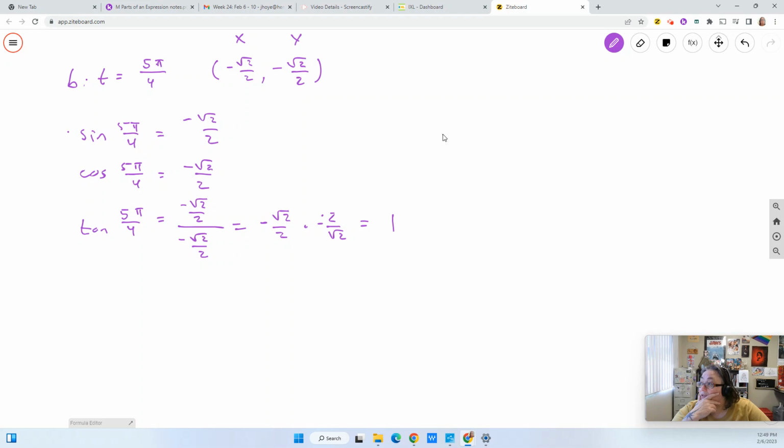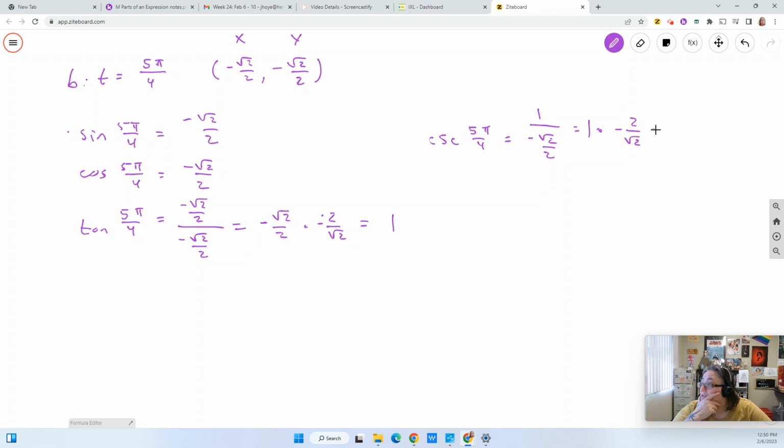If we looked at it in terms of cosecant of 5 pi over 4, right? This is where it gets more complicated because we know that sine is negative radical 2 over 2. But if you remember, cosecant is 1 over sine. So it's 1 over negative rad 2 over 2. And then we have to deal with that fraction, right? That would be 1 times negative 2 over radical 2.